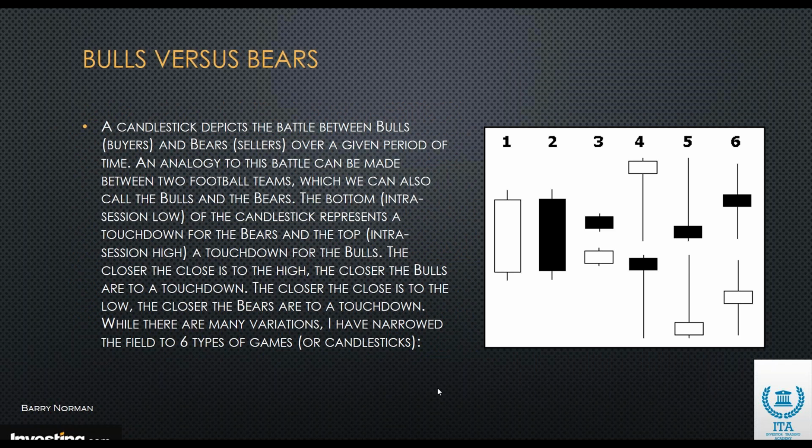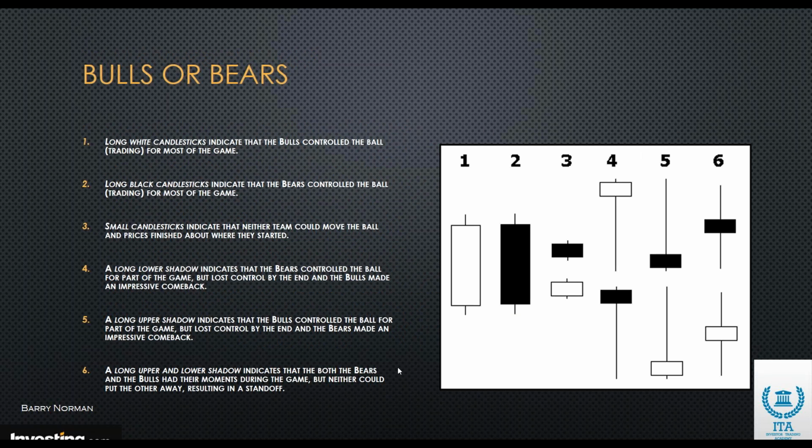In number 1, we see the white, which is a bullish candle, and that tells you that the bulls dominated the session for most of the session and they remained in control. The black in number 2 is the exact opposite. The long black candlestick indicates that the bears controlled the ball for most of the game.